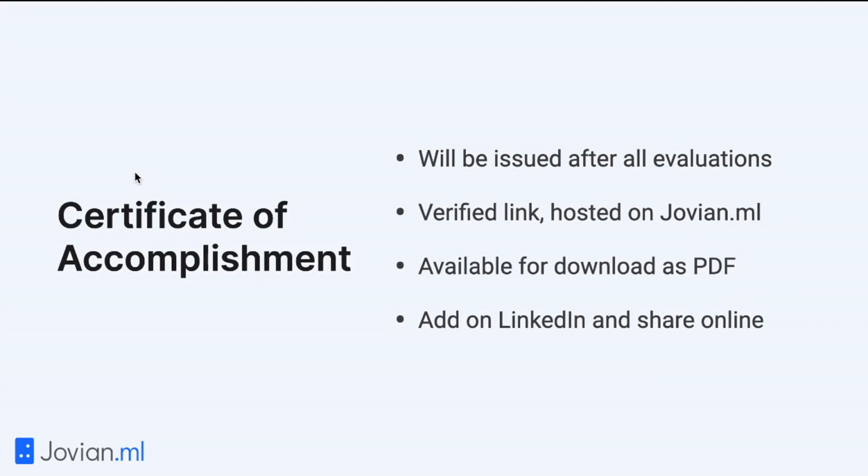Now, if you complete all the assignments and the course project, and once we evaluate all of that and you get a pass grade in all of them, then you will be issued a certificate of accomplishment. This will be a verified link hosted on jovian.ml, a page that is part of your profile where it can be displayed. It will also be available for download as a PDF, so you can download it and print it out too. You will be able to add it to your LinkedIn profile, so that anybody who visits your profile will see that you have completed a certification on data analysis with Python. And you will also be able to share it online on Twitter, Facebook, or wherever.